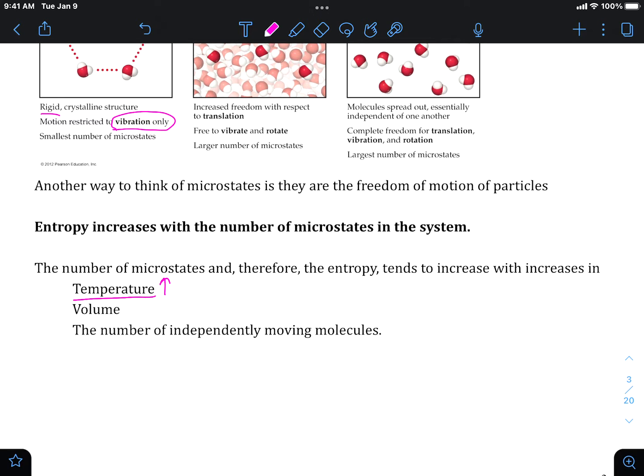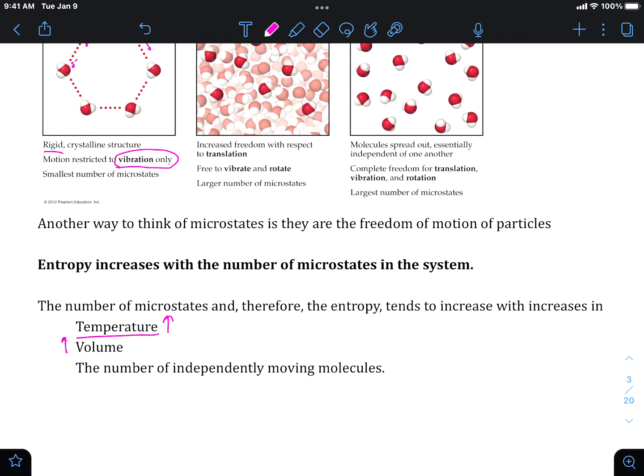Okay? If the volume increases, how does that affect the microstates? If the volume increases, it doesn't change the vibration so much, it doesn't change the rotation so much, but it does change the translation, right? You're increasing translation to a large degree because there's simply more space to move to. And if the number of molecules increases, the total amount of movement increases. And that is an increase in entropy.